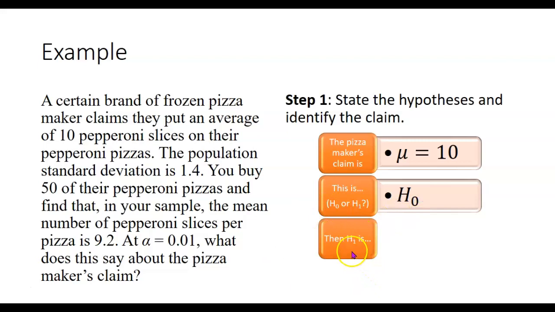Then the alternative hypothesis would be that mu is not equal to 10. Either it is or it isn't. Either the average number of pepperoni slices per pizza is 10 or it's not 10. It's something other than 10. And there's nothing in the problem about it specifically being less than 10 or more than 10. It's just the pizza maker claims that it's 10, and that's either true or it's false. It either is 10 or it's not. Okay, so that was step 1.